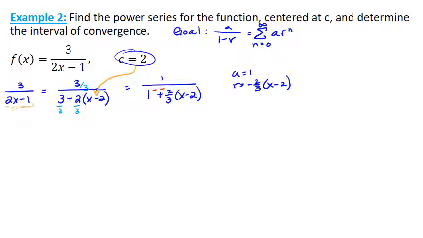Okay, so let's plug this information in. Our geometric series is going to resemble the following. We will have the sum from n equals 0 to infinity of r, a is 1, so I don't even really need to put a 1 there. But then all of this is going to be to the power of n, like so.